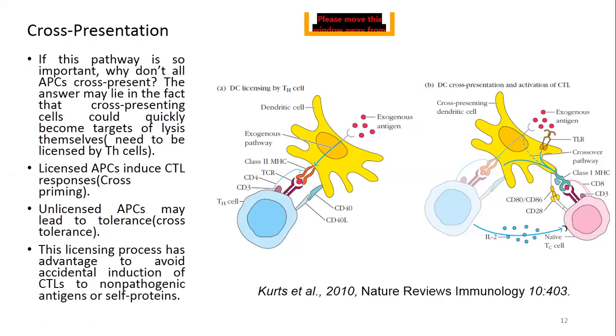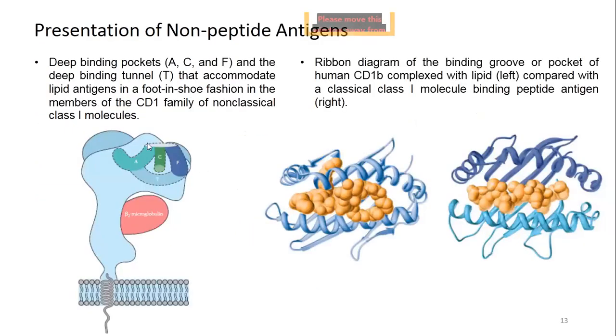Until this point, we were talking about MHC molecules, class 1 and class 2. We were talking about displaying or presenting peptide antigens, but actually there is a process called presentation of non-peptide antigens. So there is a process to display antigens other than peptides. Let's see how this happens and what molecules do this.